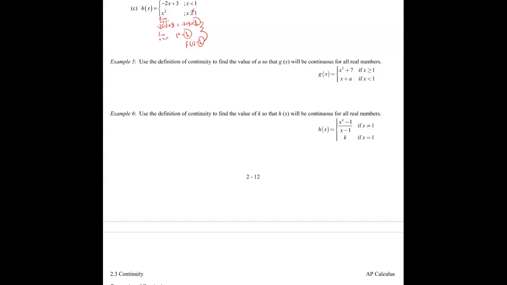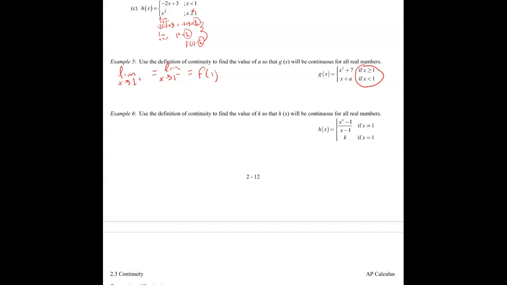Alright, so finally we've got to use the definition of continuity to find the value of a so that g of x will be continuous for all real numbers. So looking at this function, I see that it's a piecewise function. That is the first thing I notice. In order for something to be continuous by the definition, I want the limit from the right hand side to equal the limit as x approaches 1 from the left hand side to equal f of 1.